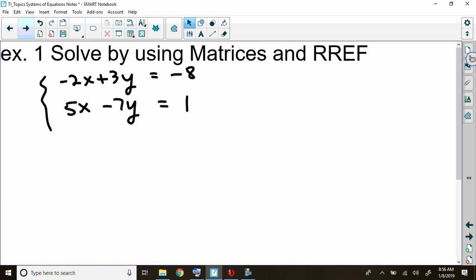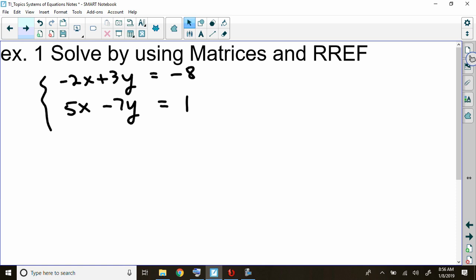And in my classroom, I'm going to take a minute and write that on my chalkboard on the side. So that's negative 2x plus 3y. I don't have a chalkboard. It's a dry erase, but same idea. Equals negative 8. And 5x minus 7y is equal to 1.